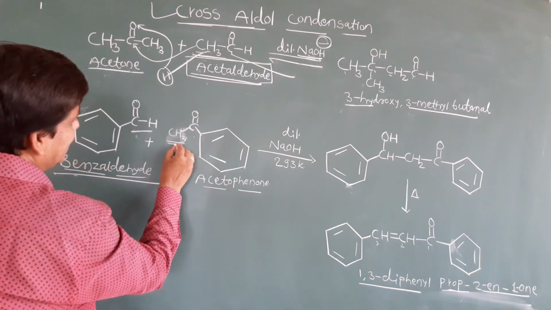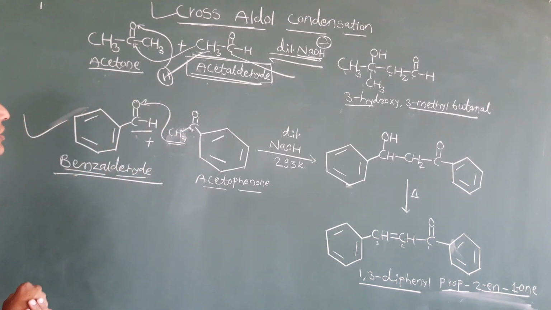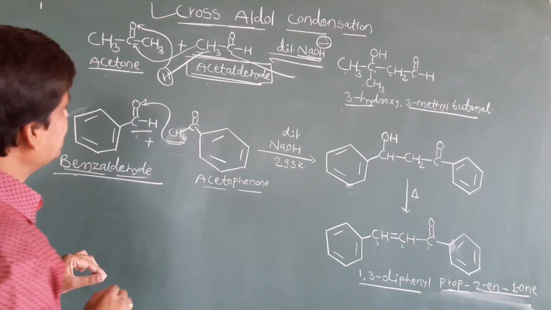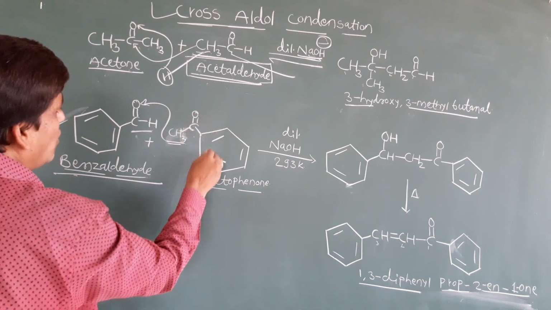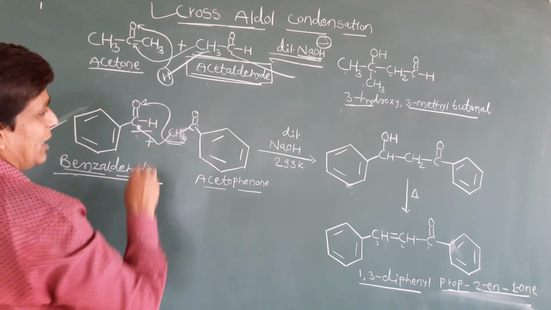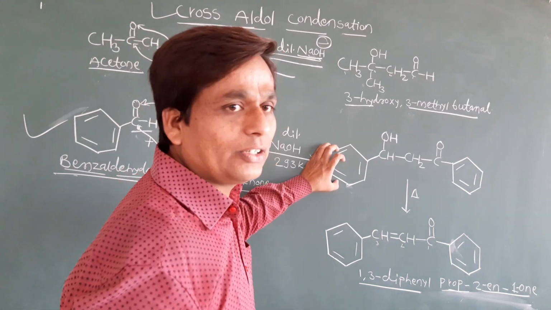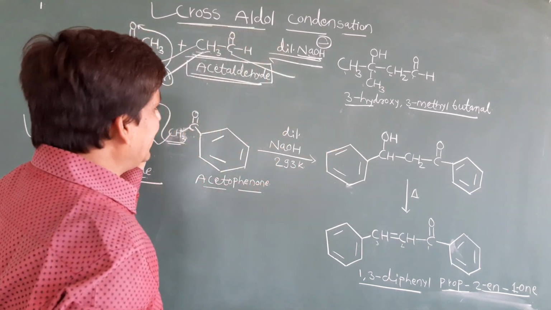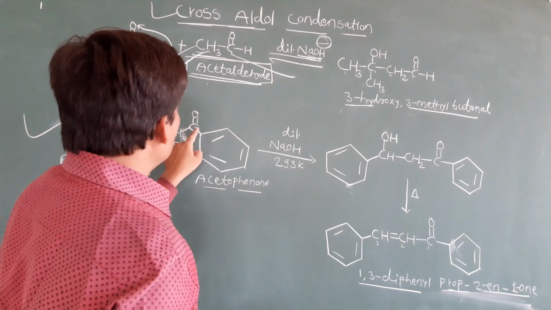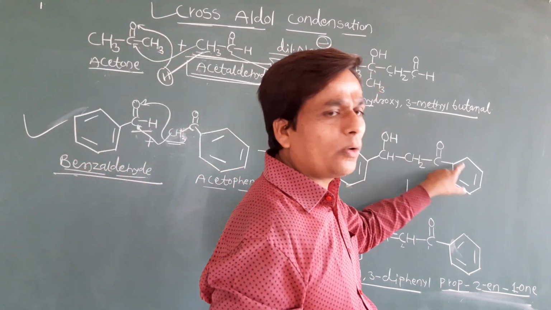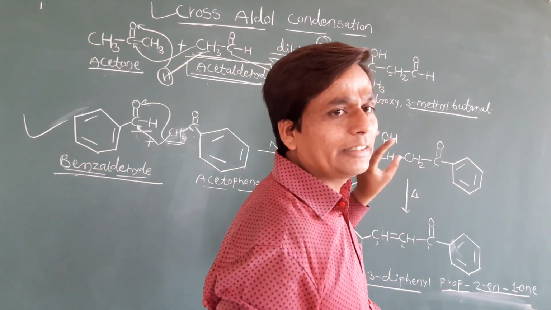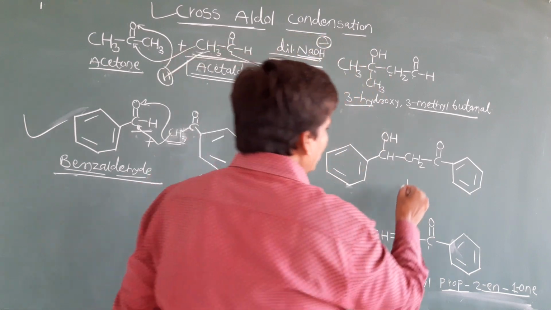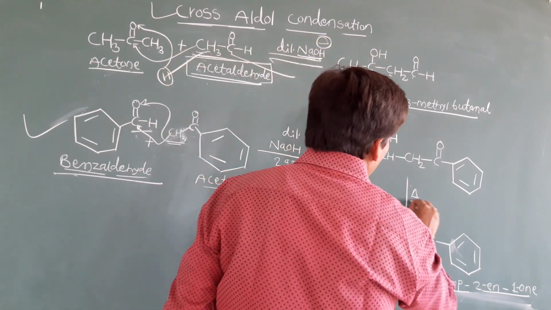From this CH3, one hydrogen attaches to this oxygen, which now converts into OH. The remaining group, CH2 C double bond O with the benzene ring, attaches to this carbon. Here we get the structure: benzene ring, CH, then OH, then CH2, C double bond O, and the other benzene ring. Again, students, we can heat it. After heating, what happens here?